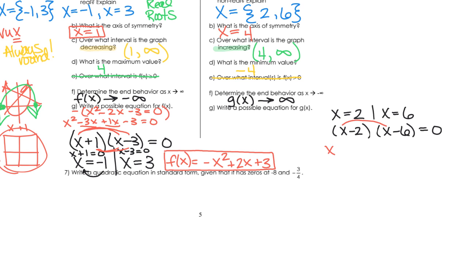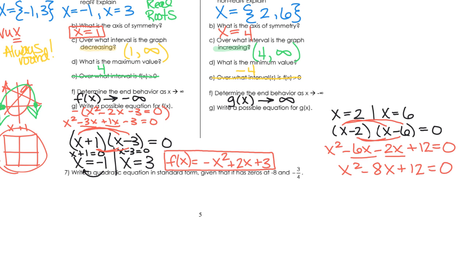This is going to give you x squared. This is going to give you a minus 6x. This one's going to give you a minus 2x. And this is going to give you a plus 12. The two middle ones are alike, so we'll say x squared minus 8x plus 12 equals 0. Going back up, remember our parabola opened upward, so we want a positive x squared term, so we do not have to distribute it through a negative.